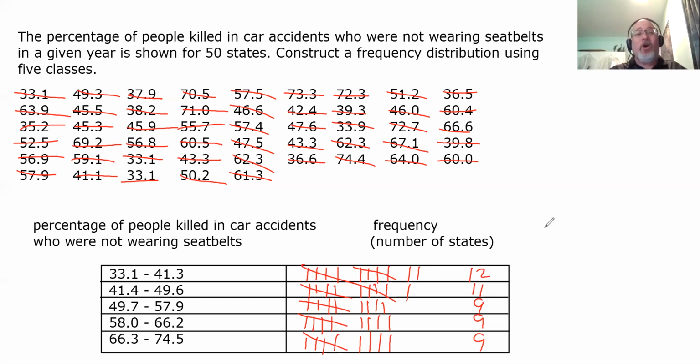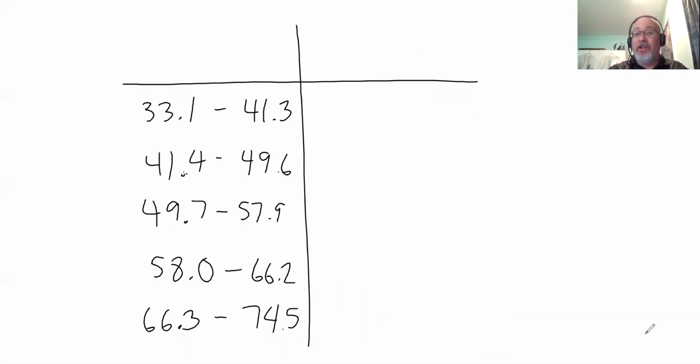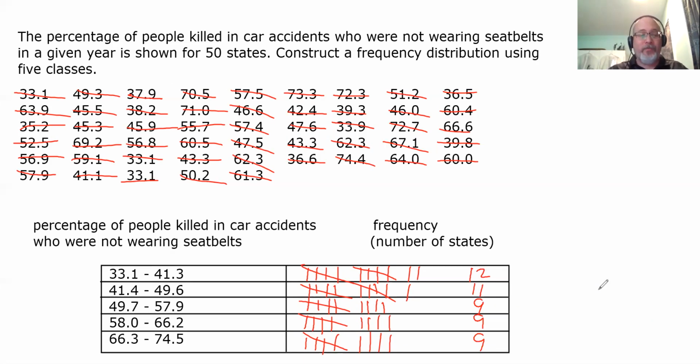But honestly, I think the hardest part is building the actual classes themselves, because you have to calculate the class width, you have to build the classes correctly, and then count them all. All right, so it's straightforward, but there's a lot of places to get tripped up and lose focus. So stay focused and you should be okay.